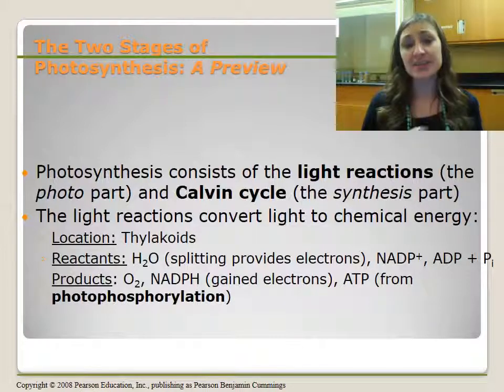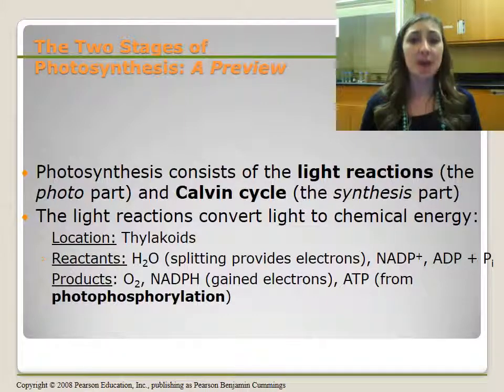As we go through these, keep in mind these 3 main points for each step. Where does it happen? What does it need to start? And what is produced? Because photosynthesis is a cycle, and the products of one cycle are usually the reactants for the next.